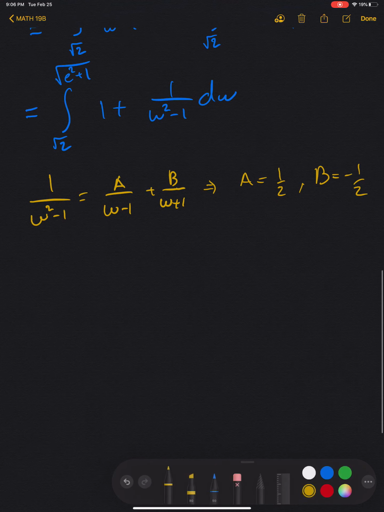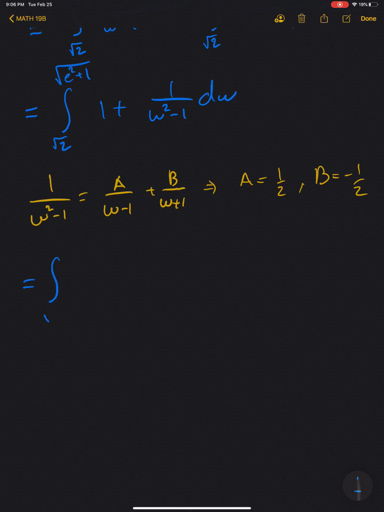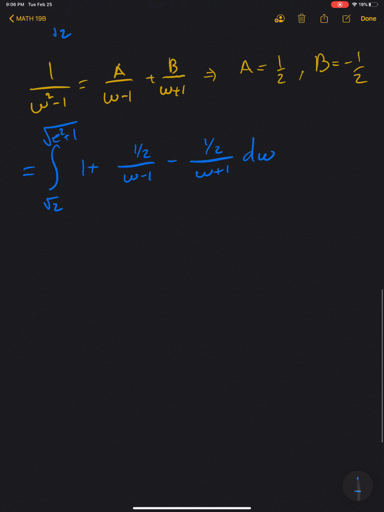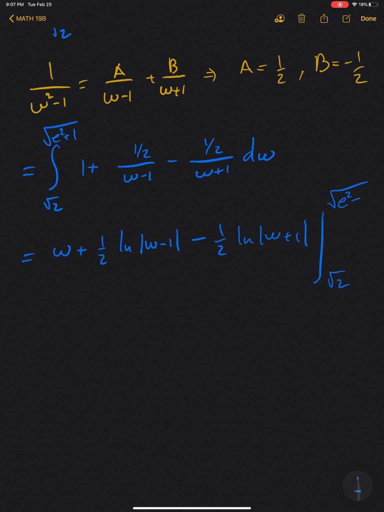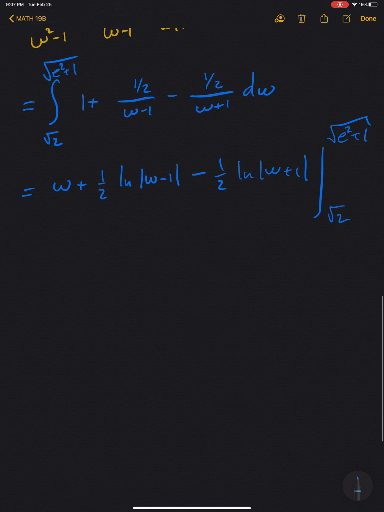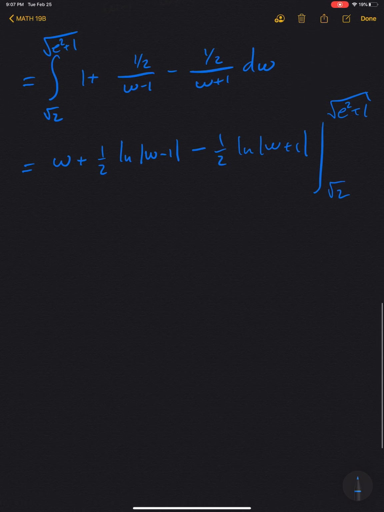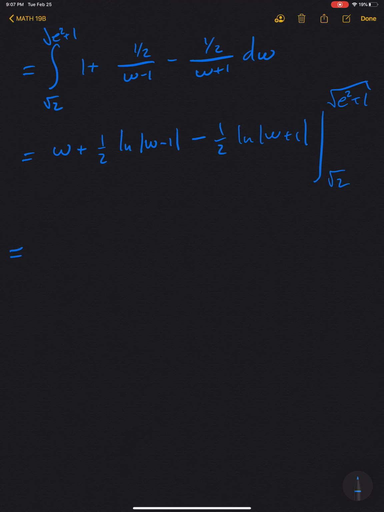So that means that we can write down our original expression as the integral between the square root of 2 and the square root of e squared plus 1 of 1 plus 1/2 over w minus 1 minus 1/2 over w plus 1 dw. And this is an integral that we can easily work out because this becomes w plus 1/2 the natural log of w minus 1 minus 1/2 the natural log of w plus 1, everything between the square root of 2 and the square root of e squared plus 1. So the only thing that I have to do is plug the top and the bottom back into my expression, and that would be the answer.